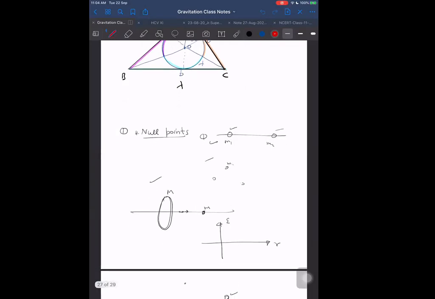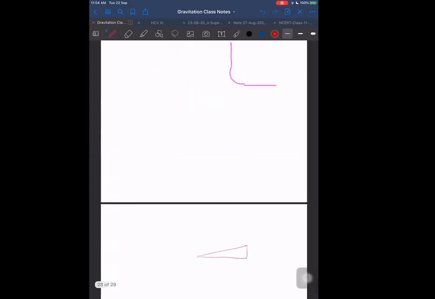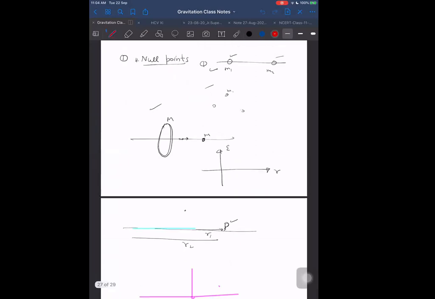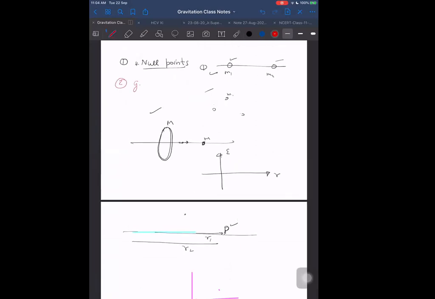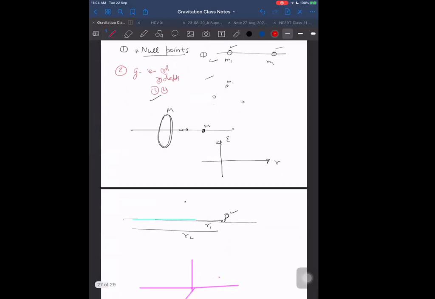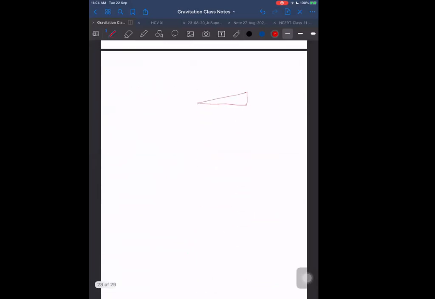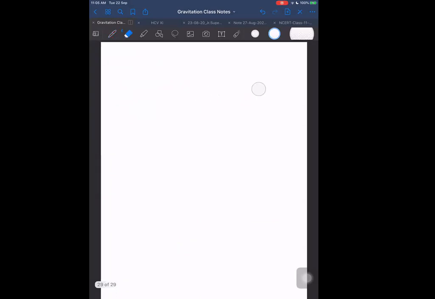Null points. Let us discuss something about null points. After that, I have to tell you a few more things here. Let me write those down. One is null points, one is G variation with height, depth, and omega. These things I have to discuss. And superimposition principles. This thing I have to discuss. So we can start with first null points.